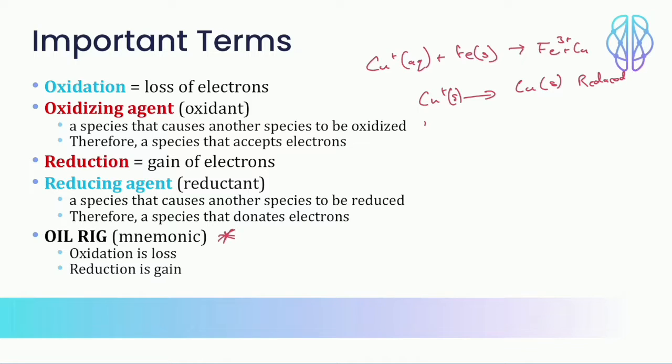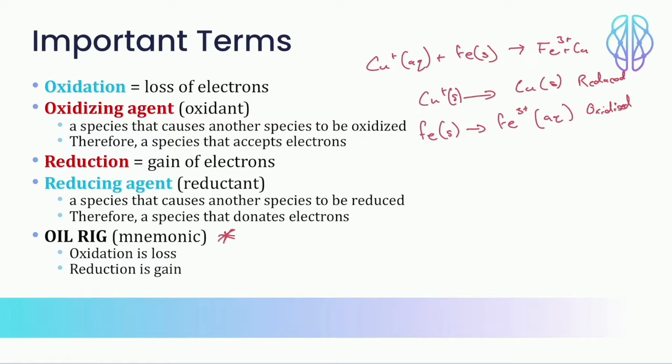And then on the other hand, we have our iron, and then it's going to Fe 3 plus. As a result, it's become positive because it's lost electrons. So OIL RIG, it's been oxidized.